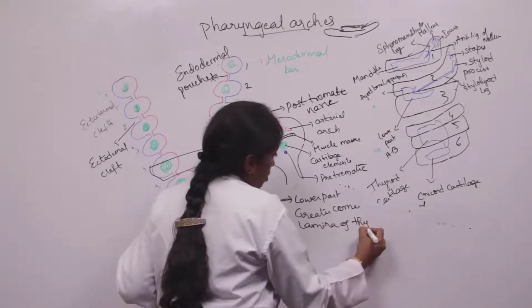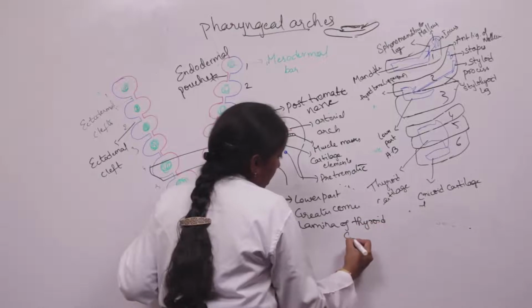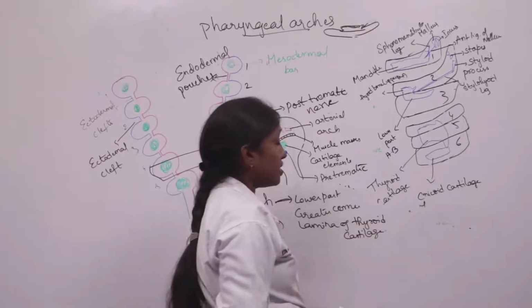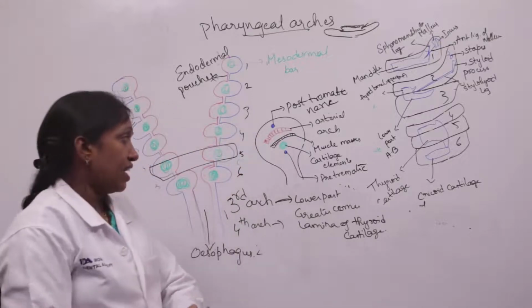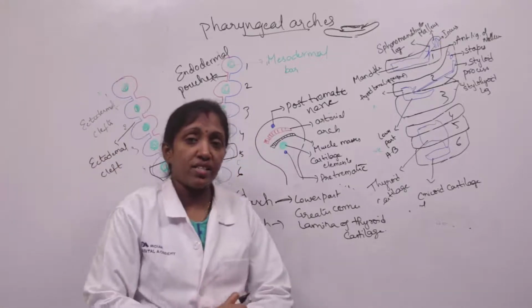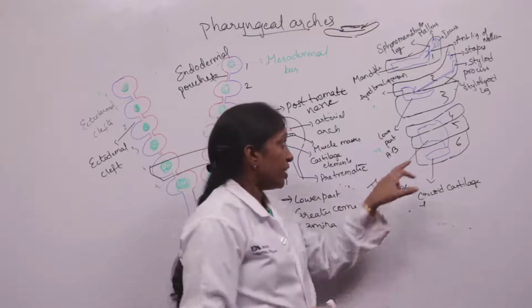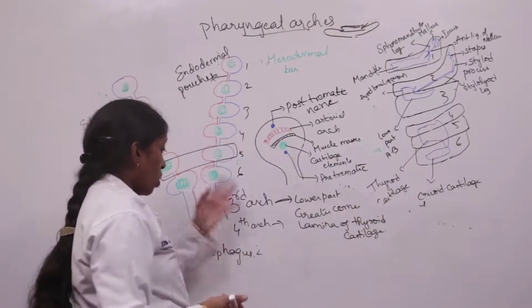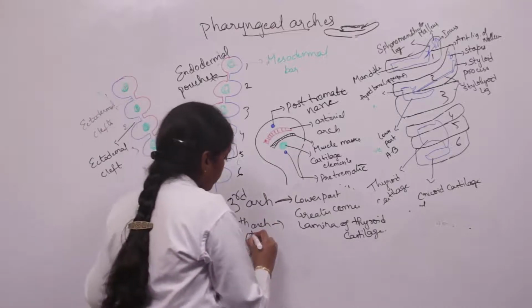Sometimes the fifth arch also is involved in the formation of thyroid cartilage. So the fourth arch is involved in the formation of thyroid cartilage, and the fifth arch is usually transitory, and in some books it is given that fourth and fifth arches together form the lamina of the thyroid cartilage. Okay, and coming to the sixth arch.